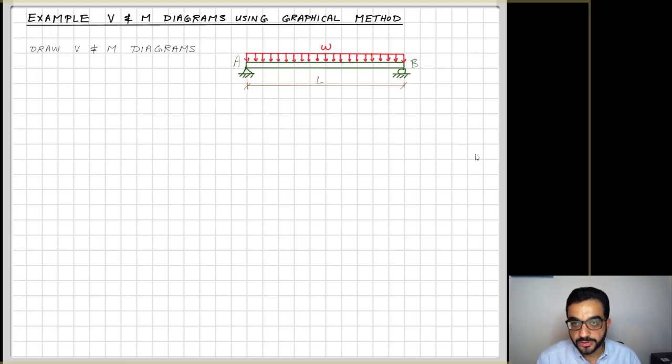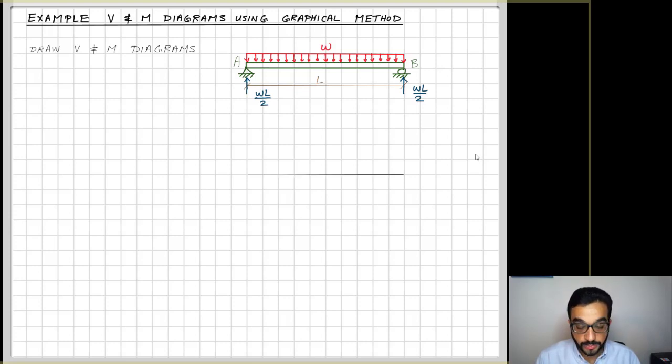We have a simply supported beam, a hinge at A and a roller at B, with a uniformly distributed load W for a length L of the beam. Of course, before you draw the shear and moment diagrams, you have to figure out the reactions of the supports. So I have A and B, and this is a symmetrical beam, so I have WL over 2 for both reactions here.